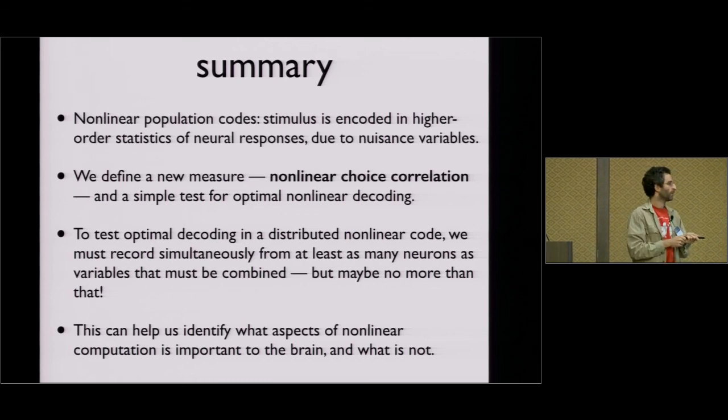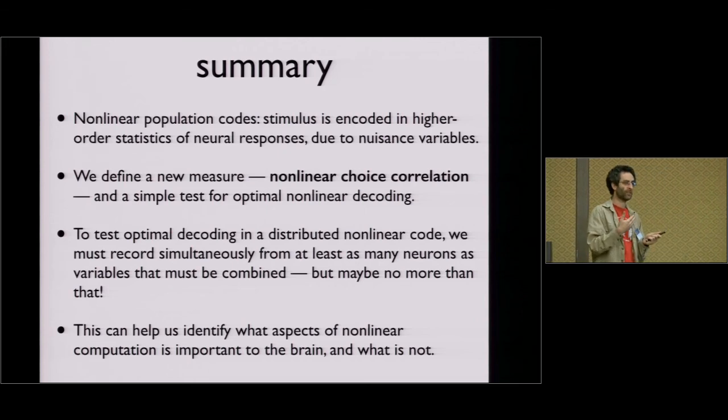And so this can help us figure out what parts of nonlinear computation are important and what are not. So for example, if you find that some parts of the brain are doing optimal nonlinear computation, you might say that there's selection pressure, that it has to do a good job on those tasks with those stimuli. But if you find that the brain is really suboptimal, then you say, okay, well that's not the principle, that's not the important thing for the brain. Let's focus on something else that's really important for the brain.